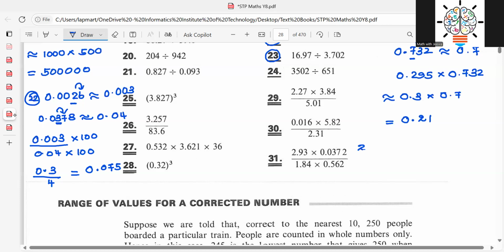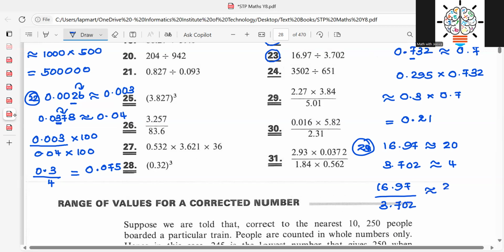Then we will move to question number 23. There are 16.97. I can write as 20. And then I have 3.702. So it is 4. So then I have the question 16.97 divided by 3.702. So then I can write this as 20 divided by 4. So approximately this is equal to 5.